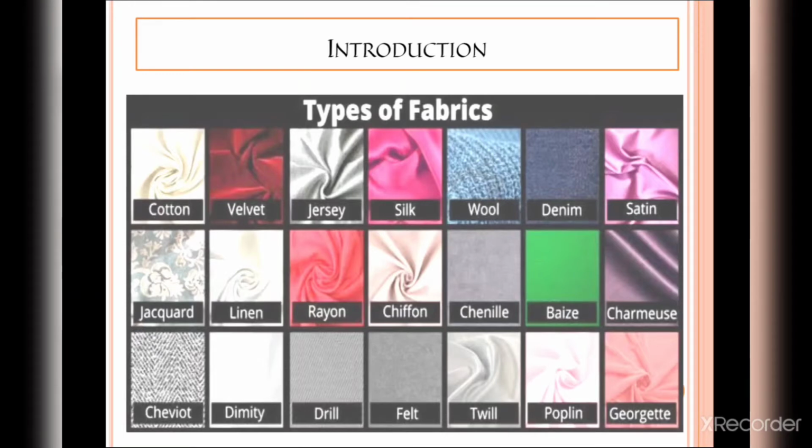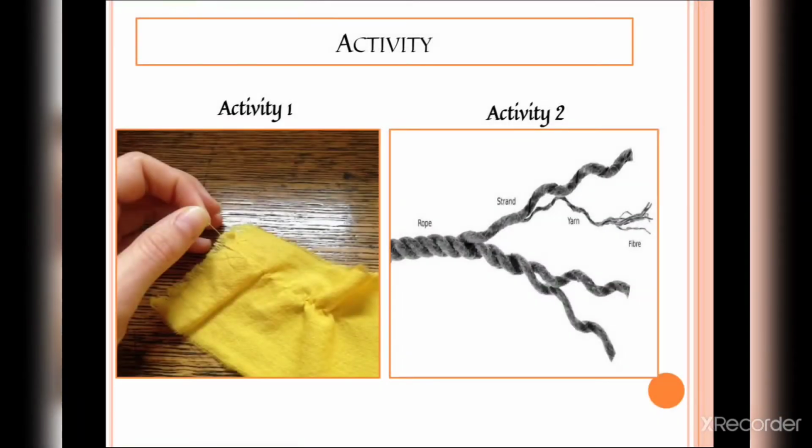So how do we get this fabric? These fabrics are made up of a very basic thing, its name is fiber. So there is a journey which starts from fiber and ends at fabric. To understand this journey, we have to perform an activity.